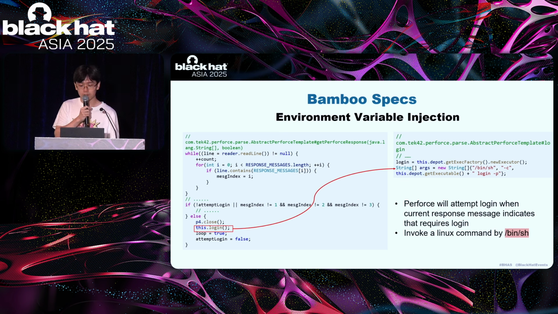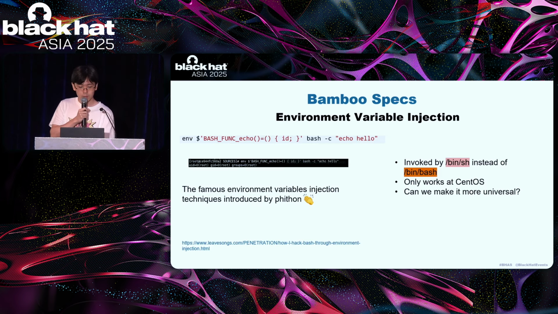Okay, and here's some code from the Perforce client that Bamboo uses. It will actually attempt logging in when the current response message indicates that the server requires login. And Bamboo itself will invoke a Linux command by /bin/sh. And since we have an environment variable injection, why don't we use a famous environment variable injection technique introduced by other researchers, which is using an environment variable that starts with BASH_FUNC_, and you can actually achieve code execution during any bash command execution.